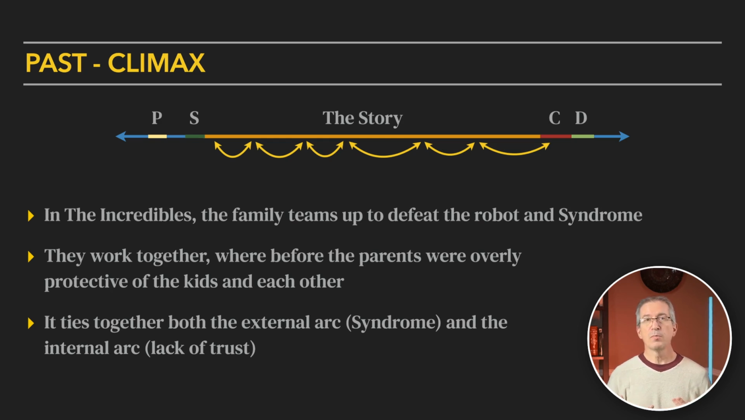So it ties together both the external arc, Syndrome and his goals to defeat Bob and give everybody technology and be the hero himself, and the internal arc of this family unit, which is driven by a lack of trust between all of them. And so they do trust one another at the end, and it's only through that trust that they're able to defeat the robot and then Syndrome.